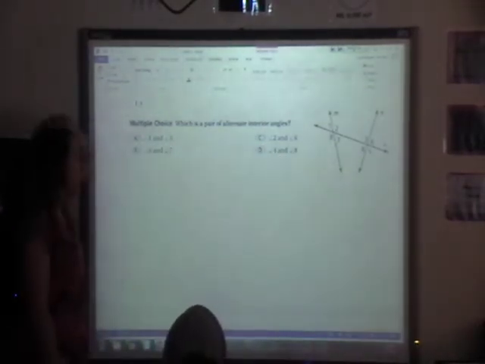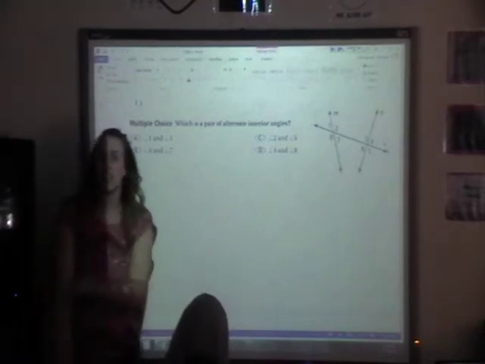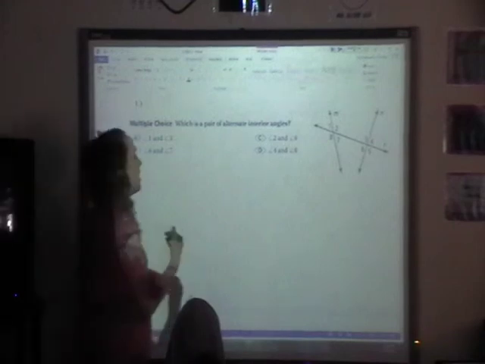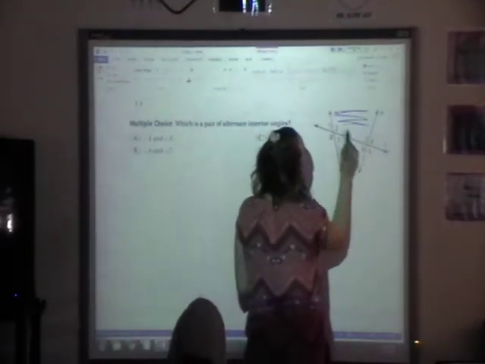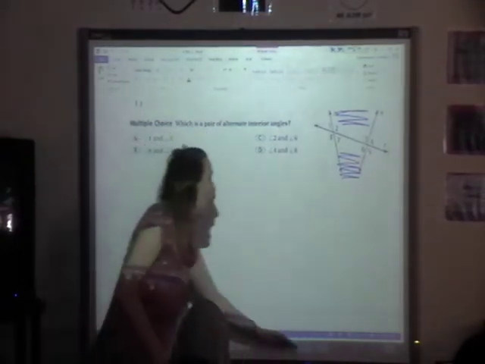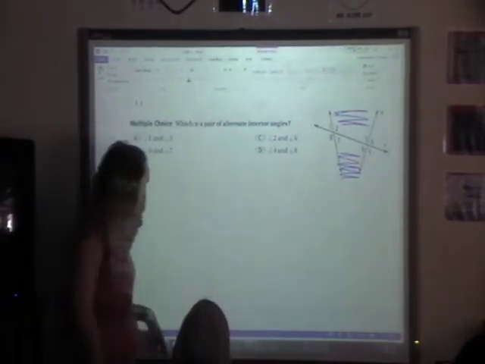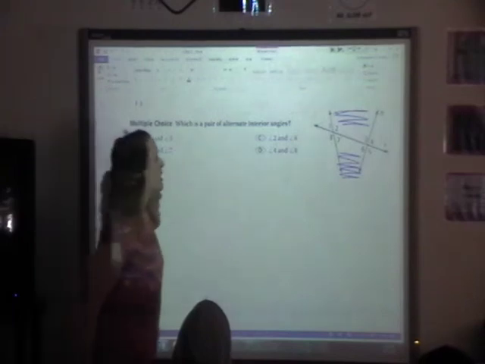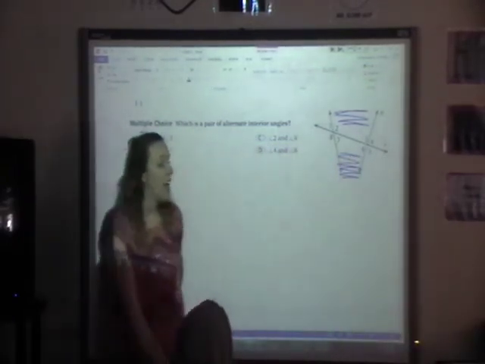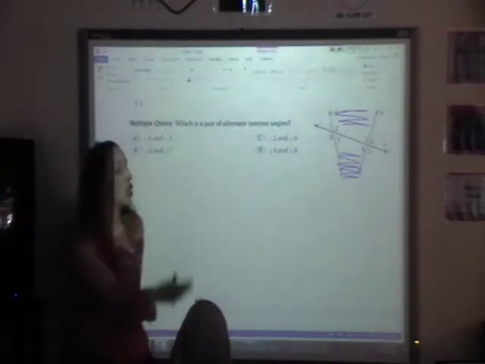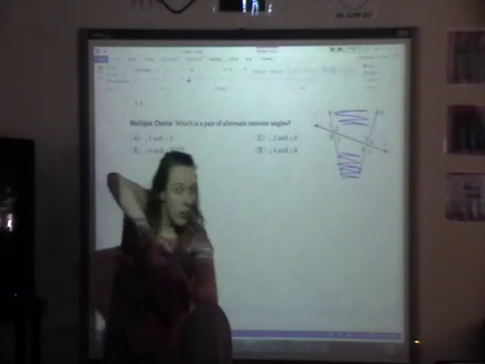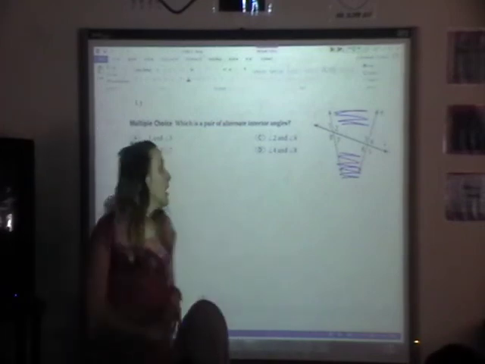So, what is the pair of alternate interior angles? Alternate interior, what does interior mean first? Inside. So we're talking about the inside between the lines M and N. Is it on the same side? Same side is same side interior. If we're going to alternate, that means we're going to take turns. We're not on the same team, we are on opposite teams. So we're talking about opposite.